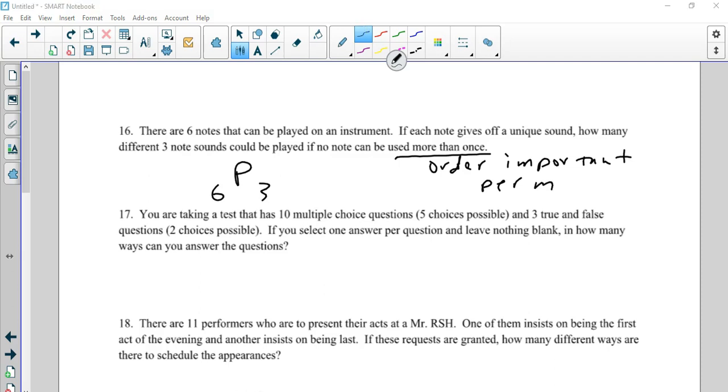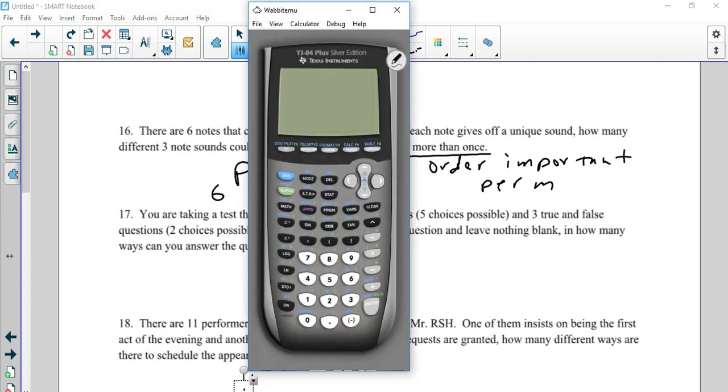So just a reminder here. Board's off. Let's do this. So we turn this on. It's not going to work. Let's try it this way. Okay. So remember, we just hit the 6. Then we go to math, over to PRB. We're doing permutation, and then we just hit 3. And there's our answer, 120 sounds.